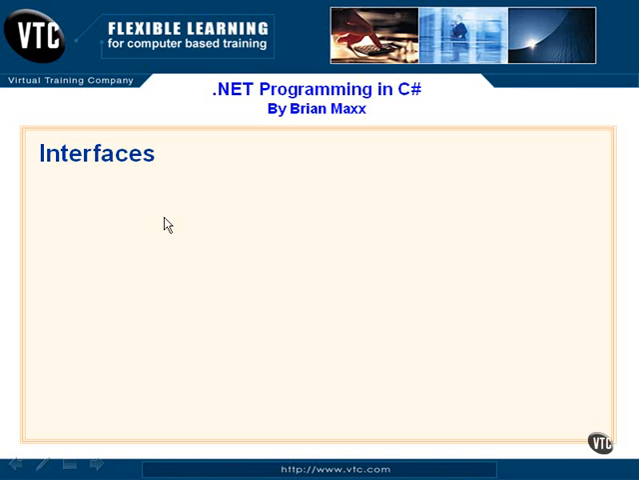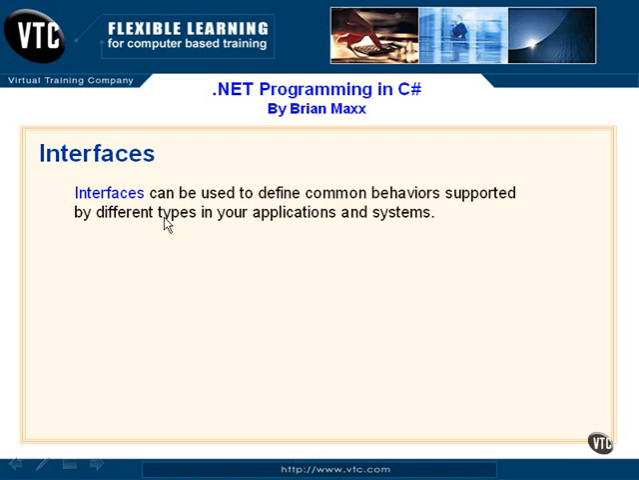Interfaces. Interfaces are very important parts of the C# equation. In the .NET world, interfaces allow us to do multiple inheritance, as you're going to see in the object-oriented section. Inheritance itself is going to be allowed on the class level with single inheritance only in C# in the .NET world. So interfaces are very, very important. We'll talk about interfaces in general because they are very useful. So interfaces can be used to define common behavior supported by different types in your applications and systems.